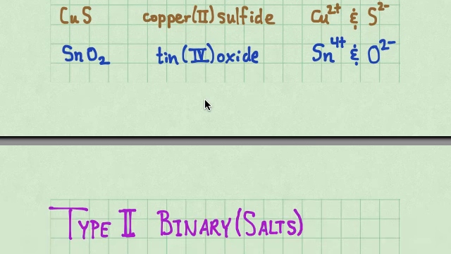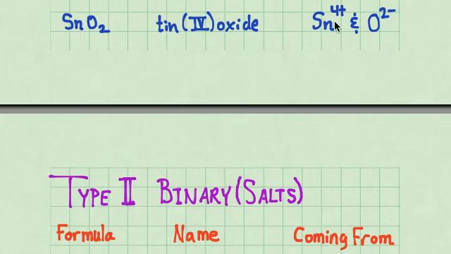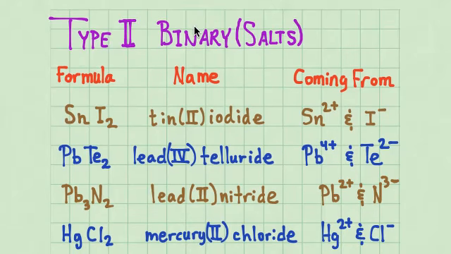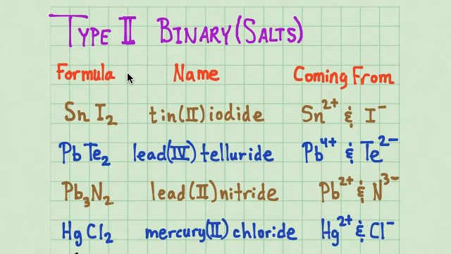Tin 4 oxide. Yeah. So oxygen's in the 2- family, so 2 times -2 is -4. That must be a +4. Tin 4. Continuing. My goodness, goes on for a long time. Here's a tin 2 compound, tin 2 iodide. Tin 2+, that's a 2+ there. And I have 2 iodides to balance out the 2+ of that.